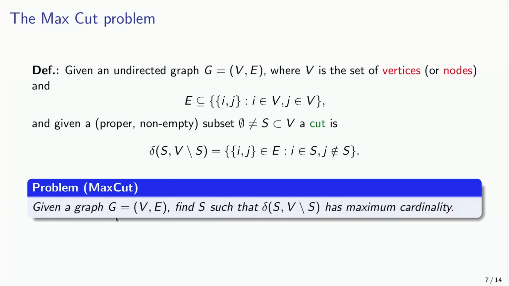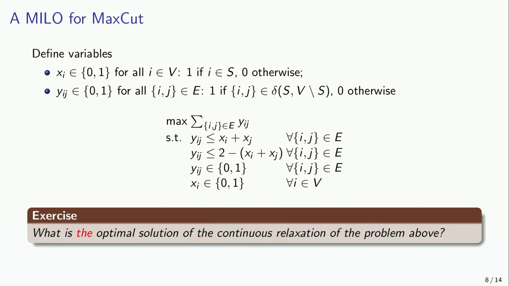Find S, find the subset of the nodes, not empty, and a strict subset of the set of nodes, such that the cut defined over S has maximum cardinality. If you take a graph, you want to find the cut that gives you as many edges as possible. This is a combinatorial problem.